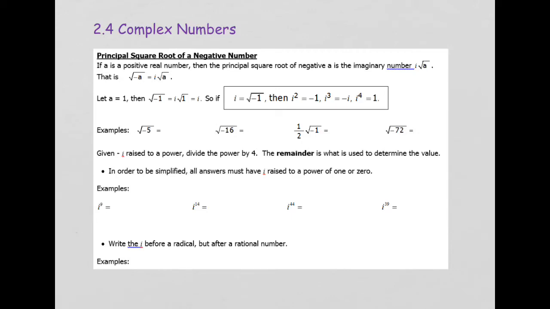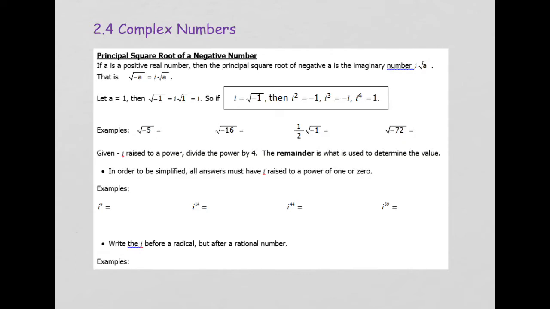Today we're going to be talking about complex numbers. Principal square root of a negative number. If a is a positive real number, then the principal square root of a negative number, negative a, is the imaginary number i square root of a. That is, the square root of negative a is equal to i square root of a.